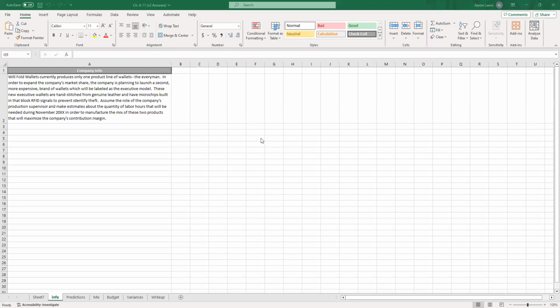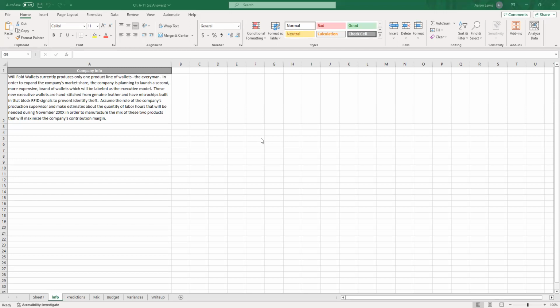the different tasks that I'm asking you to do. In this example, we are Will-Fold Wallets. We currently produce one product line of wallets, the Everyman. We want to expand our market share. We want to sell to new customers. So we're planning to launch a second, more expensive brand of wallets, which we're going to call the Executive model.